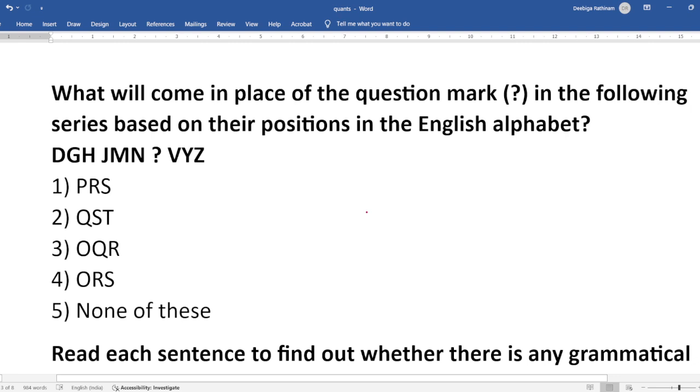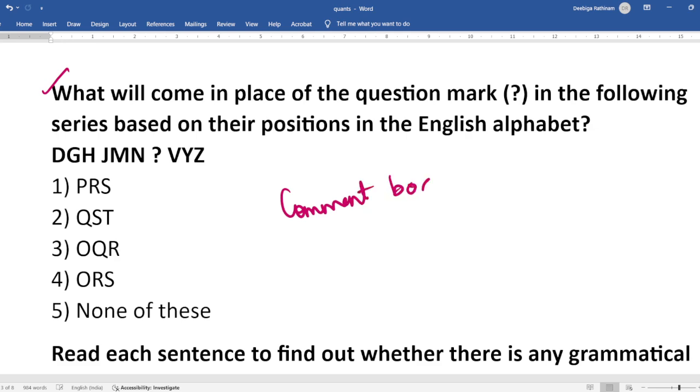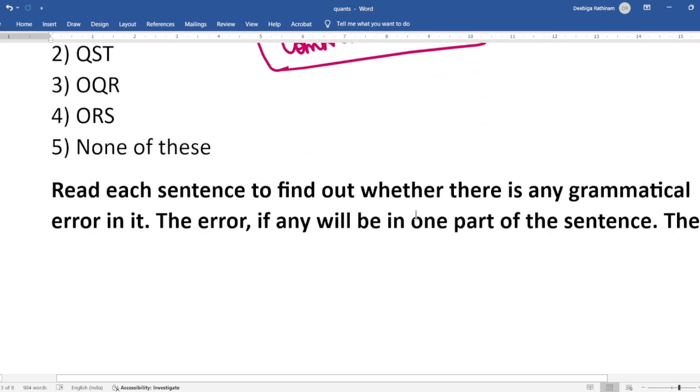So we have to find what will come in the place of the question mark in the following series based on the given position. Okay, so I want you people to solve this particular question and put it in the comment box, and I'll tell you if it's right or wrong. Right? So just solve this one question. Just try to practice it. So this is also, you'll have to follow some kind of logic here. Just look into this and put it in the comment box below.